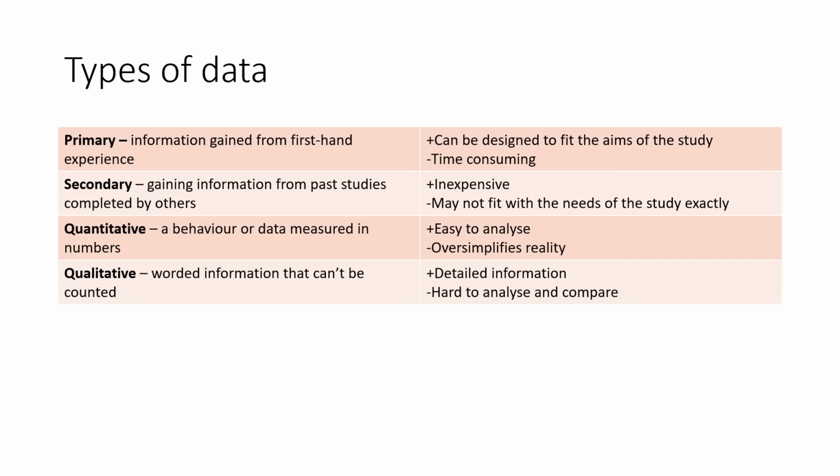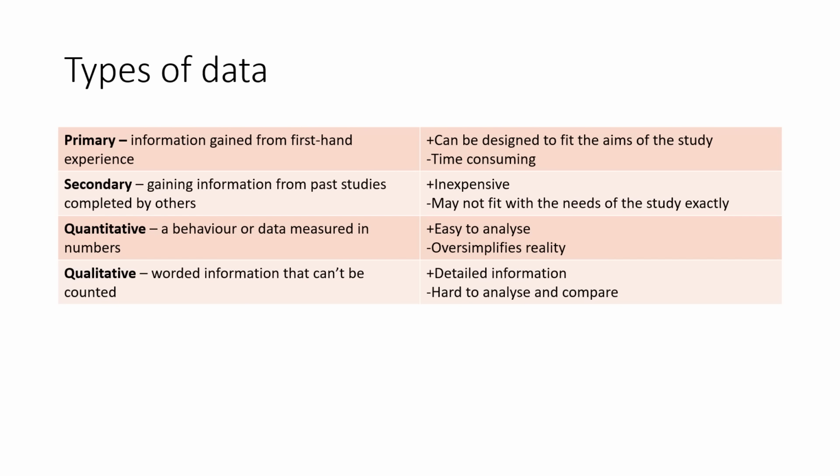Looking at the types of data available, there is primary, which is when information is gained from first-hand experience. This information can be designed to fit the aims of the study, which is really good, but is time-consuming. Secondary is gaining information from past studies completed by others. This is inexpensive, but the results may not necessarily fit with the needs of the study exactly, therefore can be hard to connect with.